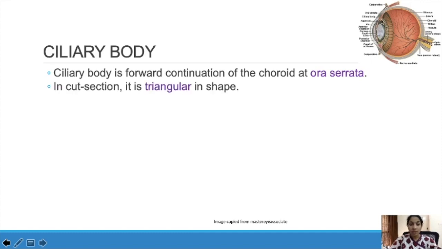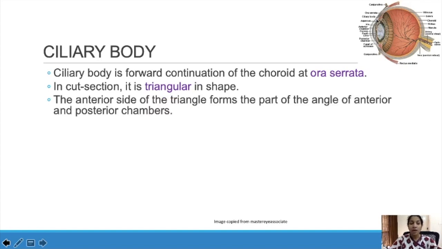Okay. So this is the cut section, right? Here you can see the ciliary body as a triangle in shape. The anterior side of the triangle forms part of the angle of anterior and posterior chamber. So the anterior part, this front part, forms the angle of anterior chamber and angle of posterior chamber. In its middle, the iris is attached. See, the iris is attached in the middle of the ciliary body.